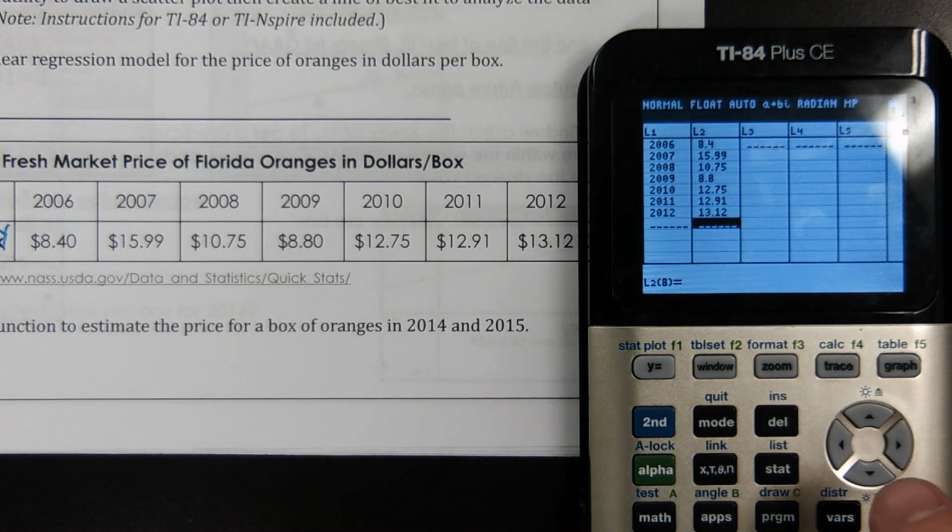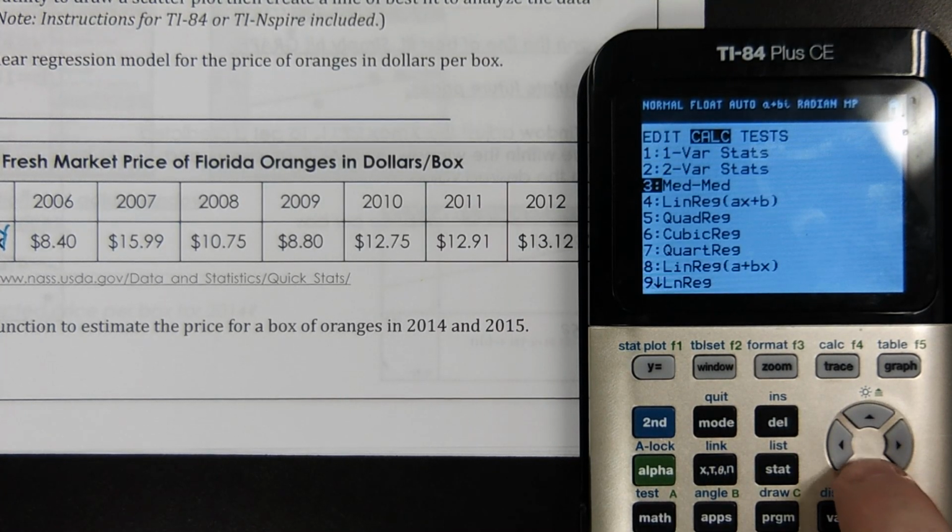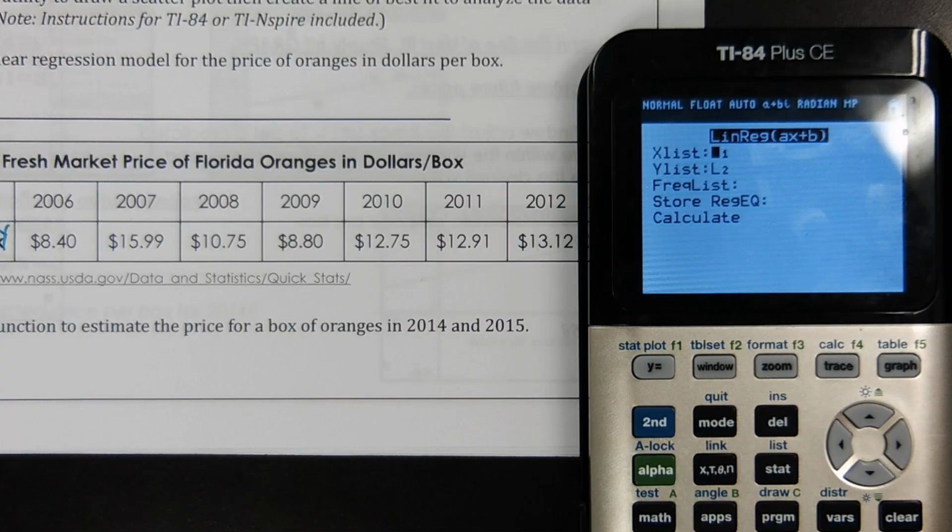So anyway, so stat, calc, lin reg, hit enter.